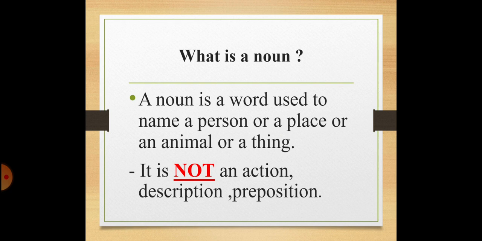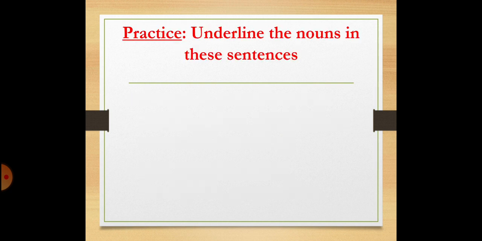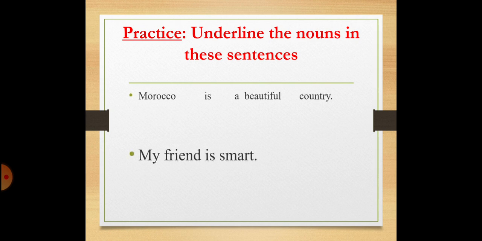What a noun is not: it's not an action, like a verb. It's not a description, like an adjective. And it's not a preposition like the word on or off, okay? A noun is, like I've said before, one of these things. So first, let's underline the nouns just to make sure we understand this concept.